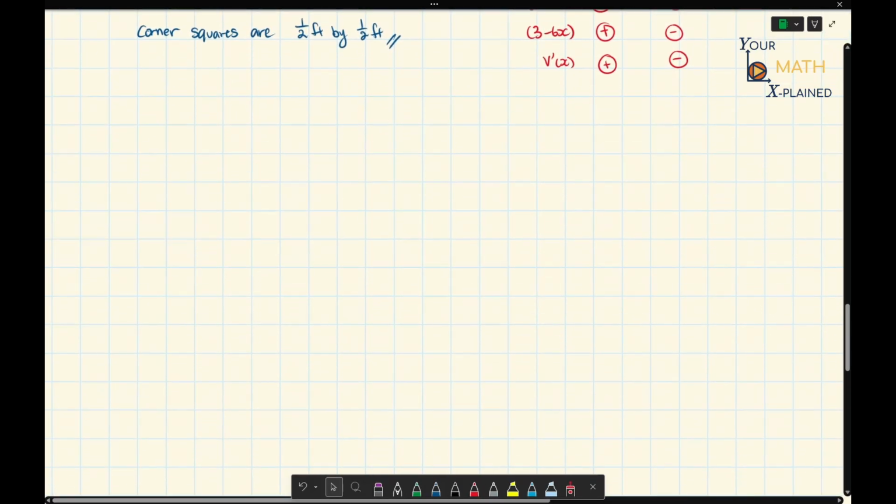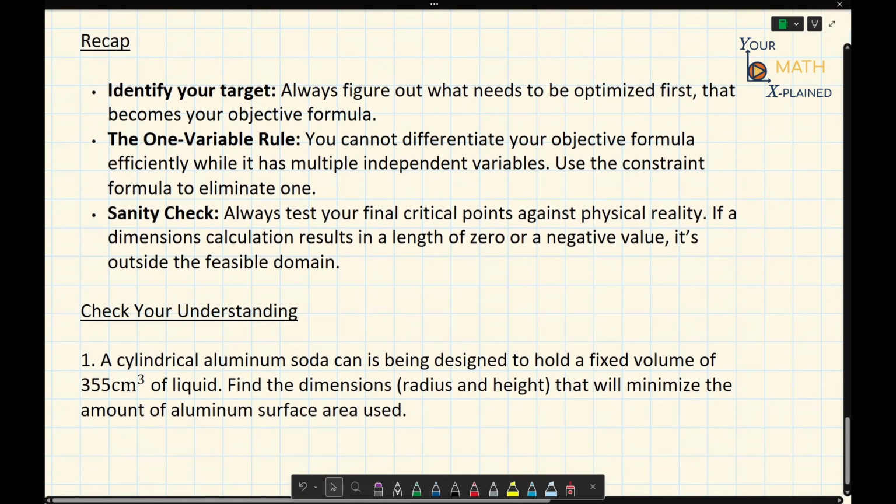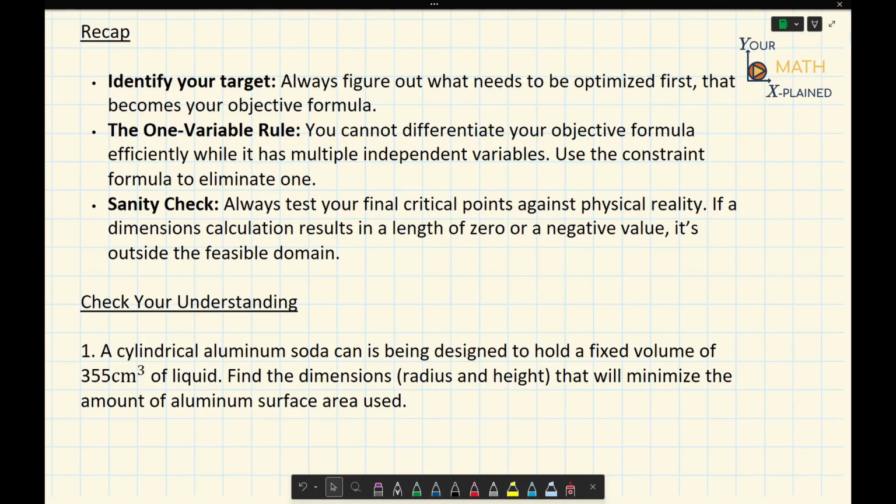Now let's do a quick recap of what we covered in this video. In optimization problems, the first thing we need to do is identify our target, because we need to figure out what it is that we're trying to optimize. And that is going to become our objective formula. A lot of the time, the objective equation will have multiple variables in it, but in order to differentiate it, we have to get it in terms of just one variable. We're going to use the constraint formula to help us with that.